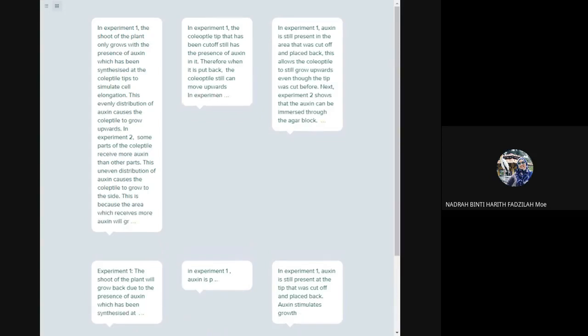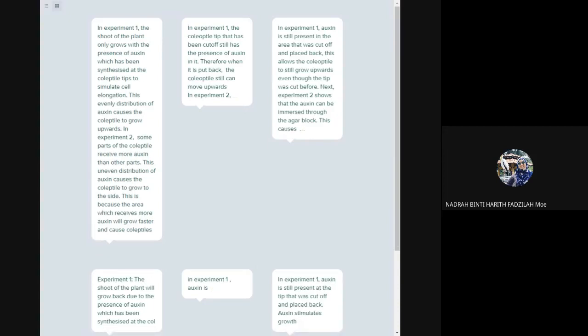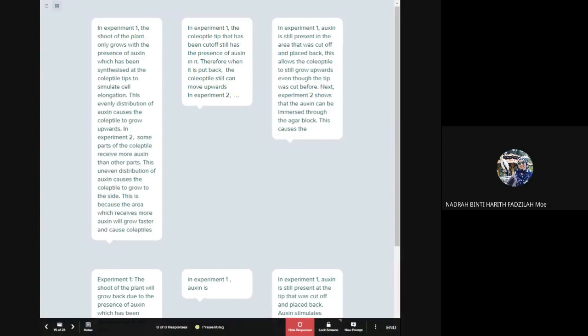Sambil-sambil kamu tulis jawapan ni, saya rasa form 5 pun ada banyak presentation yang kamu kena buat kan. So saya pun perasan Cikgu Saliza pun dah aware pasal benda ni.